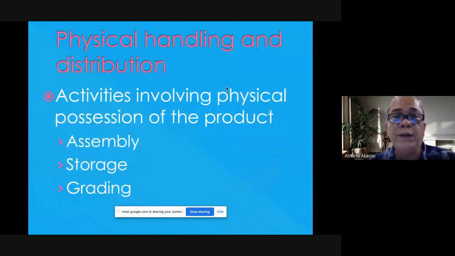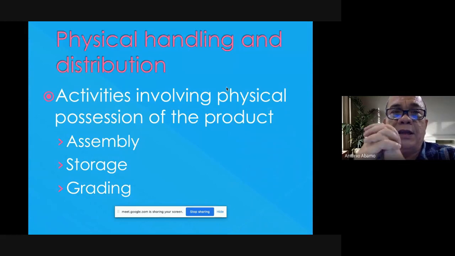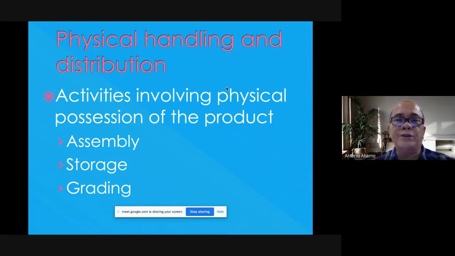So the next marketing activity is what we call physical handling and distribution activity. These activities involve physical possession of the product. In other words, you have the product maybe in bulk, and then you store that in your bodega, in your warehouse, and then you maybe sort and grade it in order to earn more value from that particular product. The storing, the assembling, and even the transporting is physical handling and distribution activity.